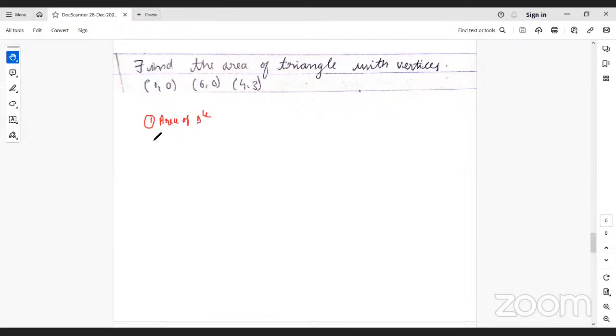Okay, so the first example is on area of a triangle. Next, second, the area of the triangle is given to you. You have to find the value of k. Okay, find the value of k.